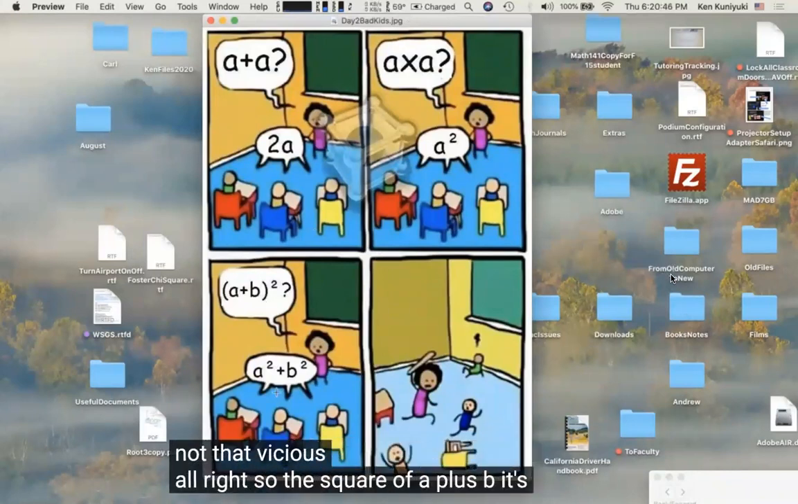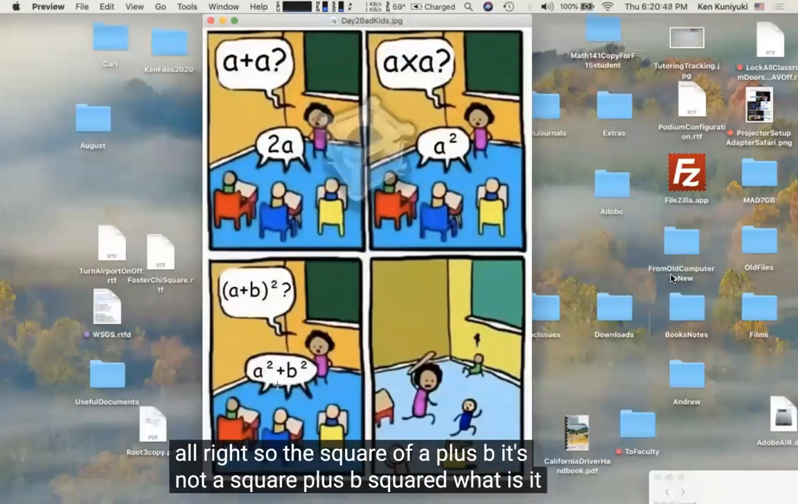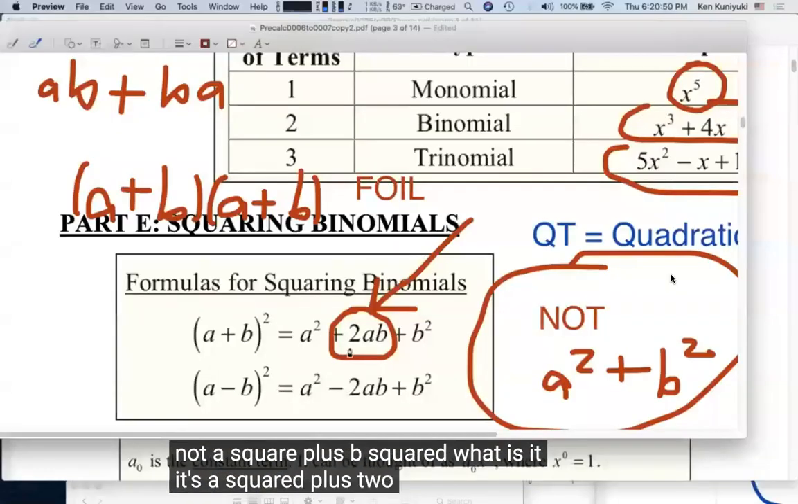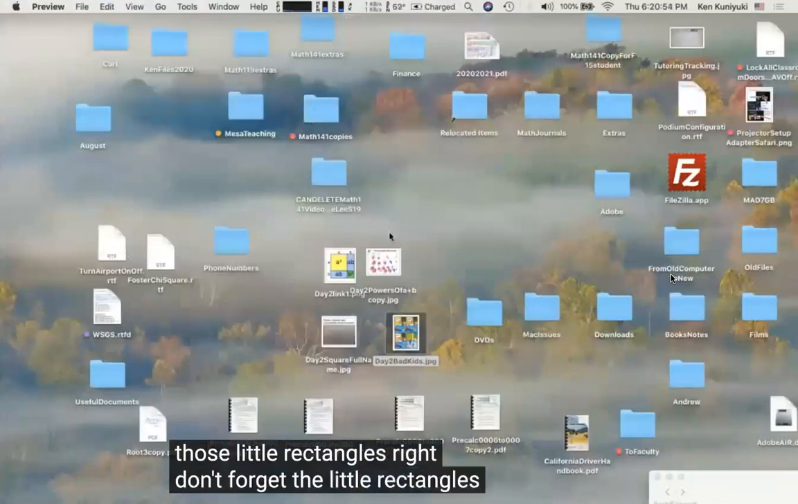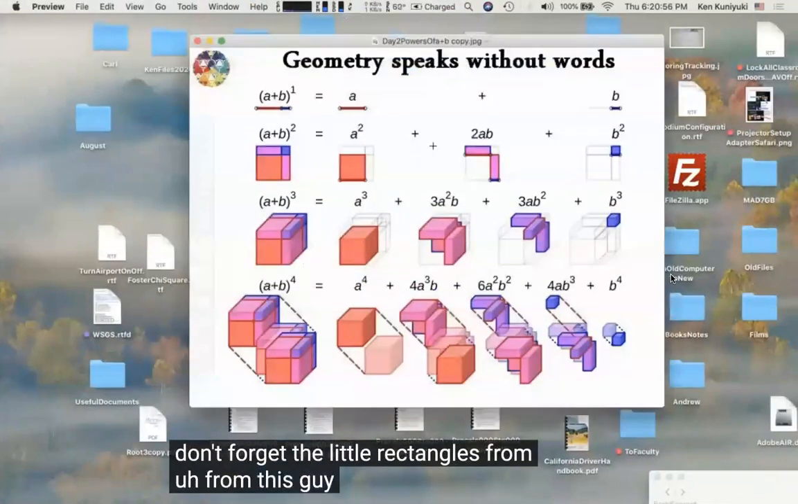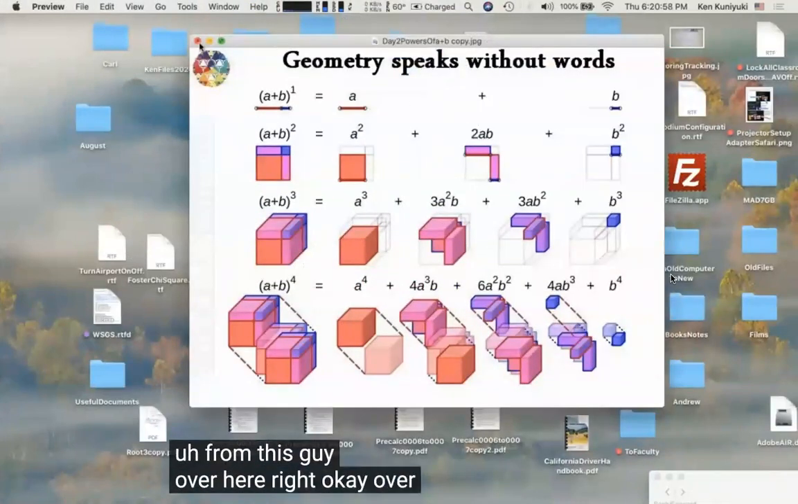So the square of a plus b is not a squared plus b squared. What is it? It's a squared plus 2ab. Don't forget those little rectangles, right? Don't forget the little rectangles from this guy over here.